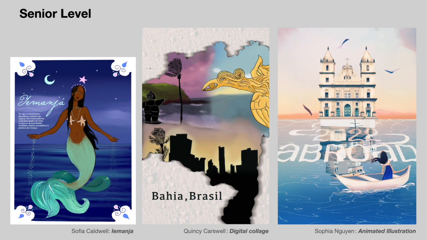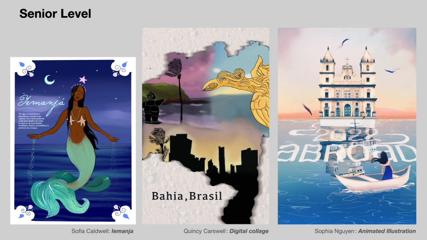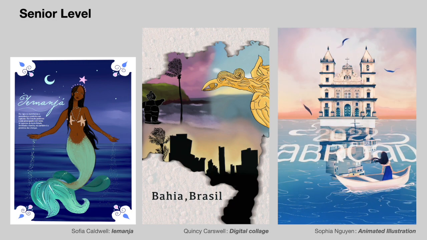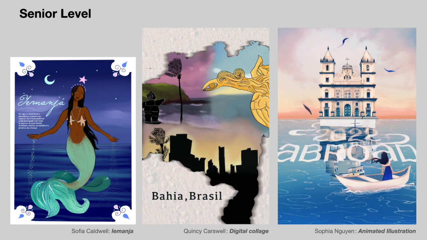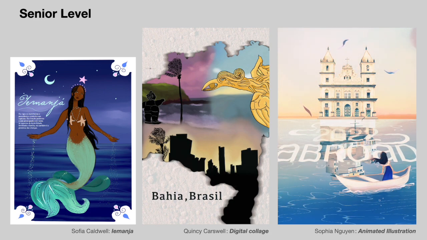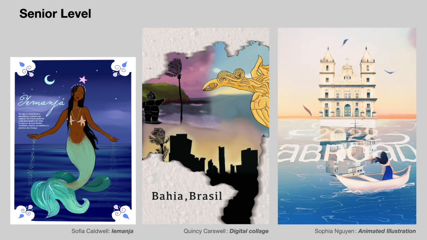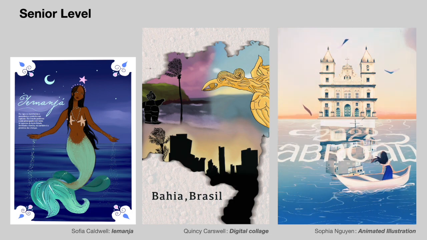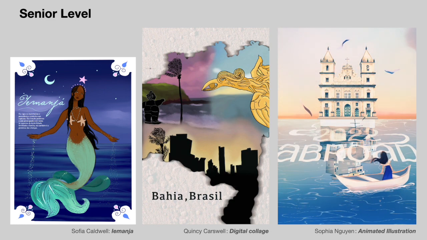Here we see Sophia Caldwell used digital painting to represent Iemanjá, a candomblé entity who is considered the queen of the sea. Quincy also used digital painting in a collage way to portray some of the most memorable sites, while Sophia Nguyen developed an animated illustration showcasing the contrast between the two common sites, the riches of the cathedrals and the roughness of the favelas.